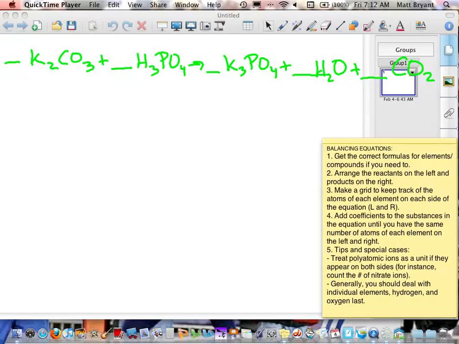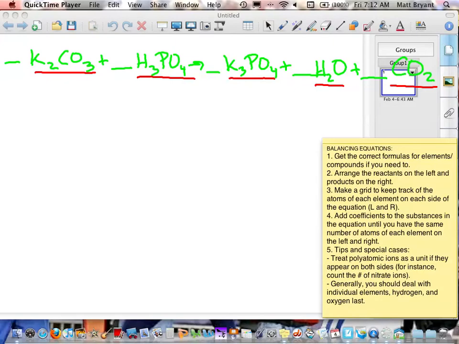We have potassium carbonate, and I'll go ahead and underline those. That's potassium carbonate. And we have phosphoric acid. This is the same kind of acid that you get in Pepsi and Coke. Now, we produce three products. We produce potassium phosphate, we produce water, and we produce carbon dioxide. Since this is a gas, you would probably see a lot of bubbling as a result of this reaction. So, let's get right to it.